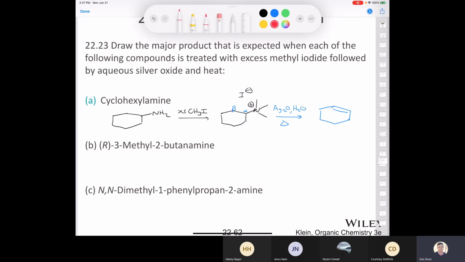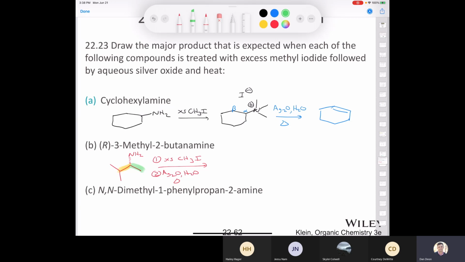If you were to start out with 3-methyl-2-butanamine, so that would be this compound here, like this, okay? If you were to treat this with excess iodomethane, followed by silver oxide and water, you cook that up a little bit. If I draw a line here or a line here, can anybody tell me where you're going to make the double bond? Would it be where the yellow highlighter is, or the green highlighter?